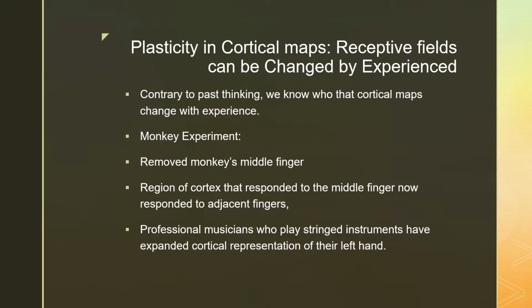Plasticity in cortical maps. Receptive fields can be changed by experience. Contrary to past thinking, we know that cortical maps can be changed with experience. In the book, they bring up the monkey experiment where they move the monkey's middle finger and then the adjacent fingers take up that space in the cortex that was associated with the middle finger. That's not there anymore.